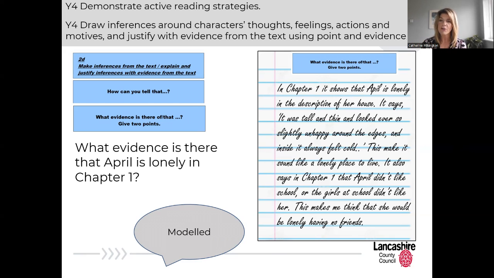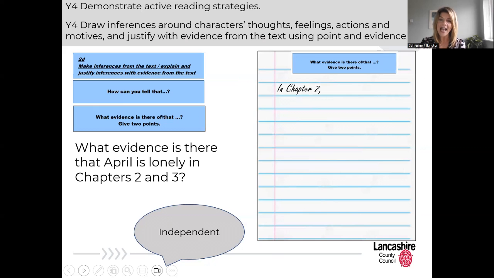The children have got their rolls on the wall in their books. And so again, following discussion, the teacher can do a shorter modelled writing opportunity on what evidence is there that April is lonely in chapter 1. And you can see that modelled writing opportunity there.